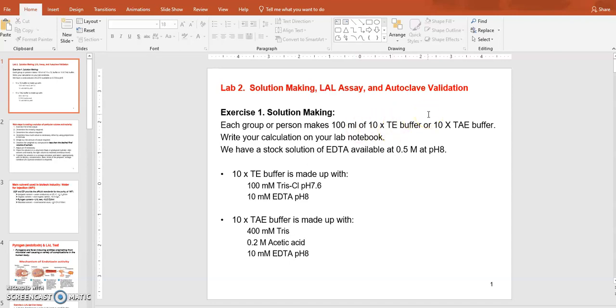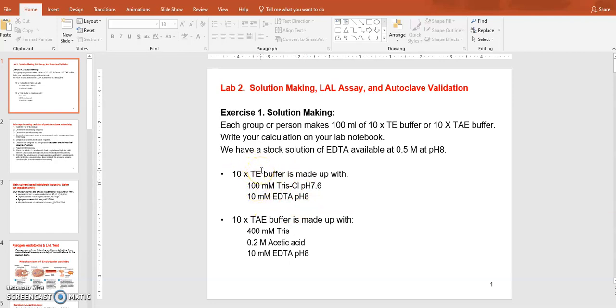So if you decide to make 10x TE buffer, it is made up with Tris-Cl. So Trizma base, that's pH adjusted with HCl, is what Tris-Cl is. That's pH adjusted to about 7.6, about neutral. So 100 millimolar of Tris-Cl is combined with 10 millimolar of EDTA. EDTA, again, pH is adjusted to 8. That is the TE buffer. Okay, the combination of those two will give you a 10x TE buffer.